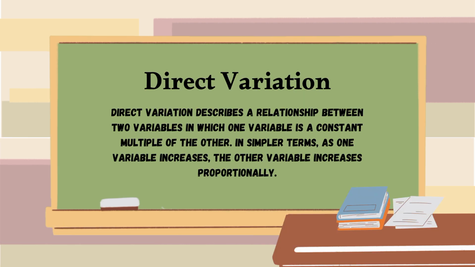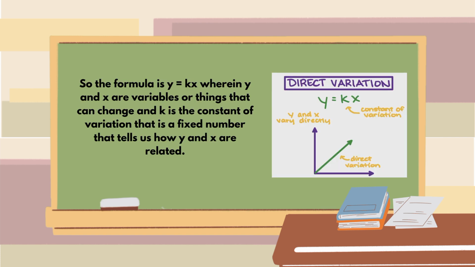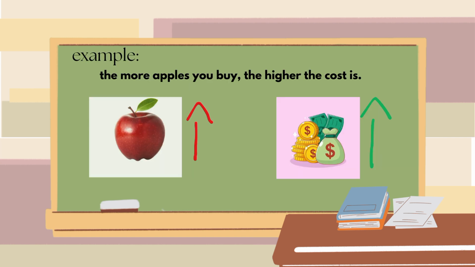Direct variation: as one variable increases, the other increases proportionally. The formula is y equals kx, wherein y and x are variables, or things that can change, and k is the constant of variation, a fixed number that tells us how y and x are related. Example: the more apples you buy, the higher the cost. If one apple costs $2, k equals 2, then y, the total cost, equals 2x, where x is the number of apples.